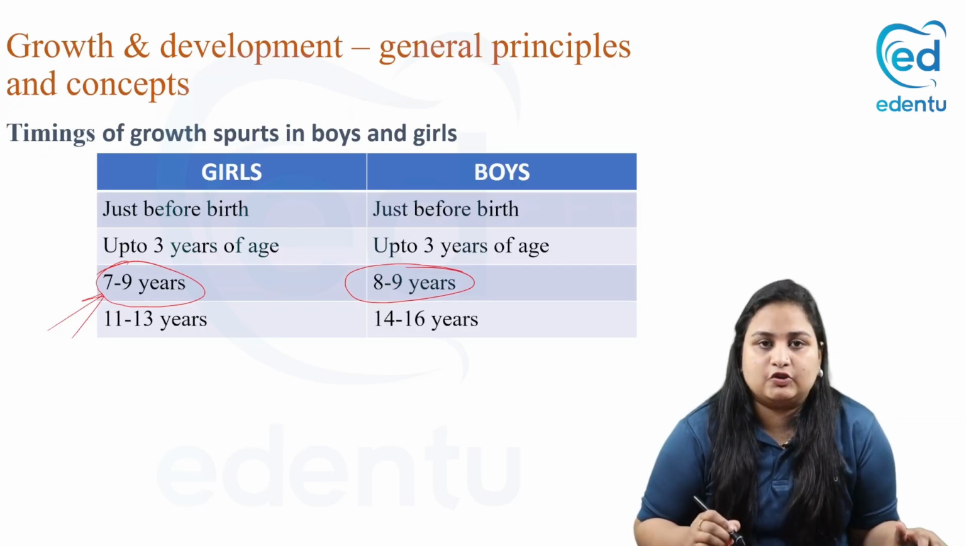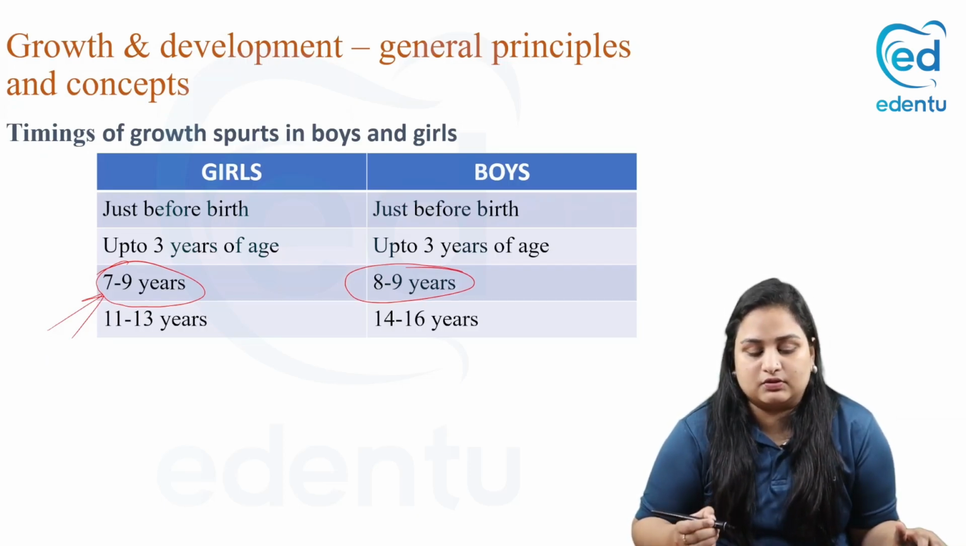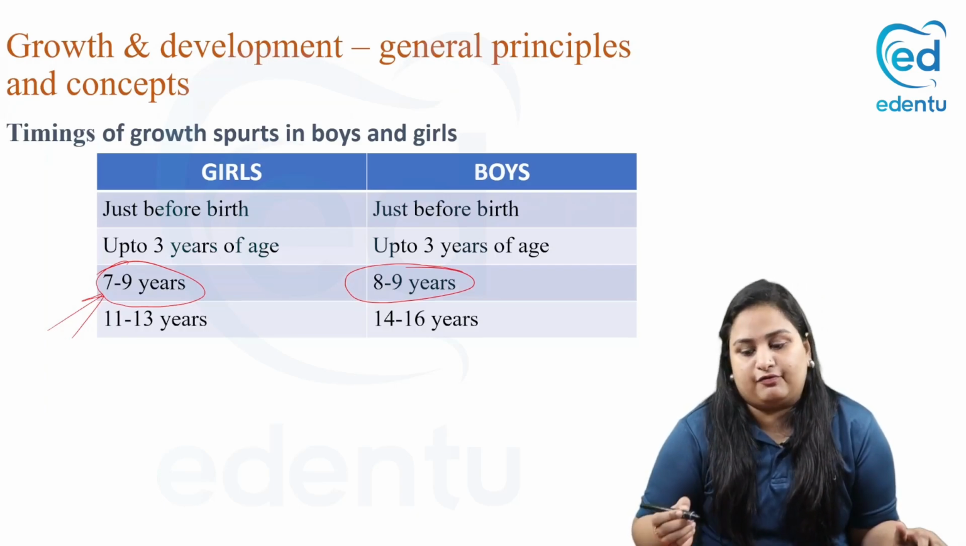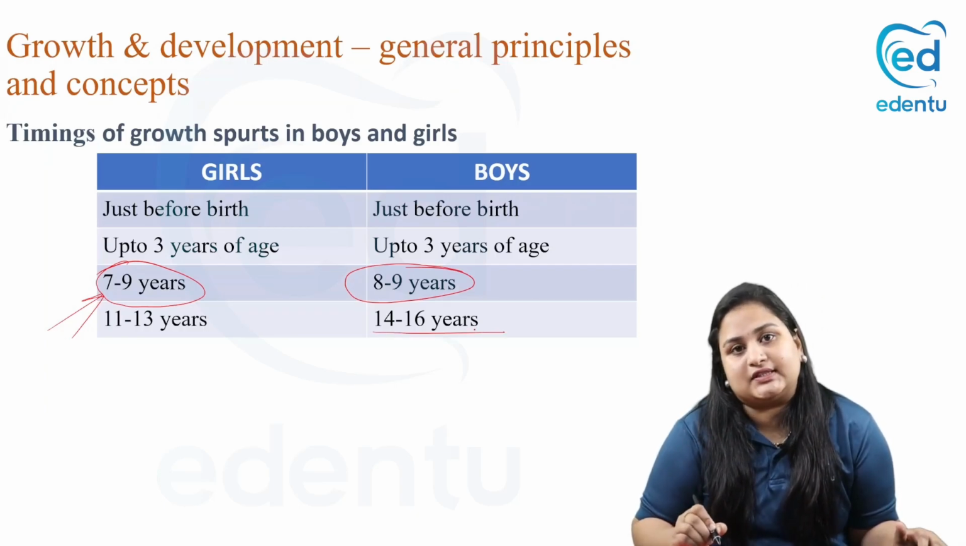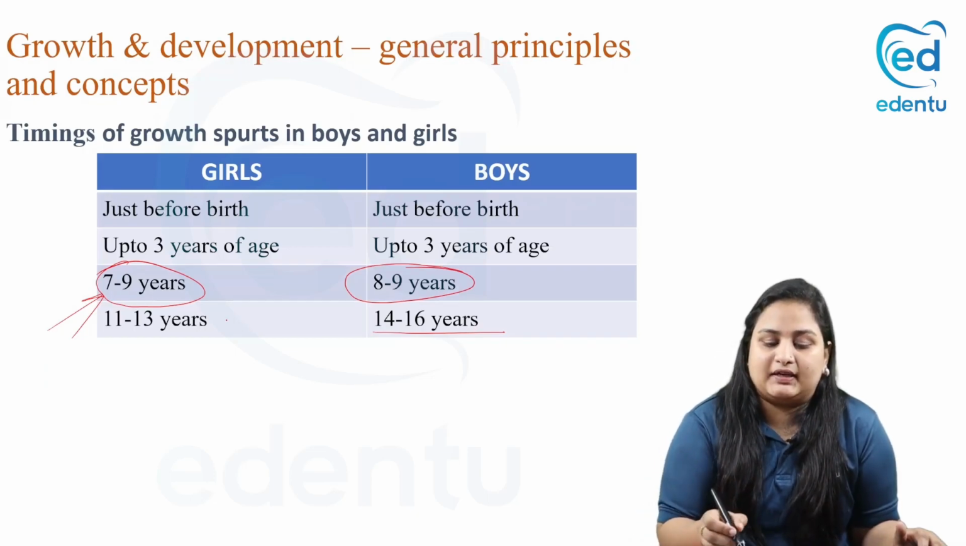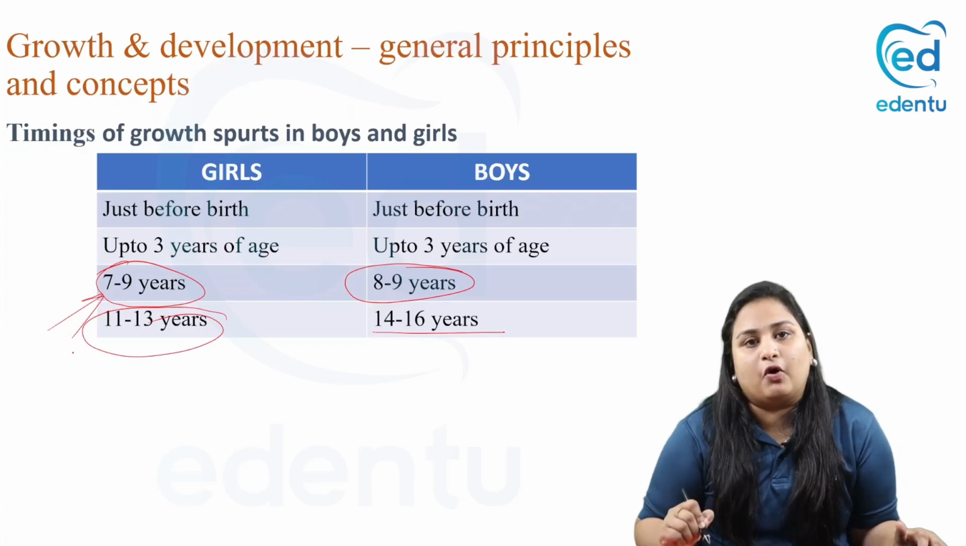Moving on, the pubertal timings of girls are also at an early onset, that is 11 to 13 years, and for boys it is only from 14 to 16 years. So a girl child should be treated for malocclusion at an earlier age than a boy of the same age.